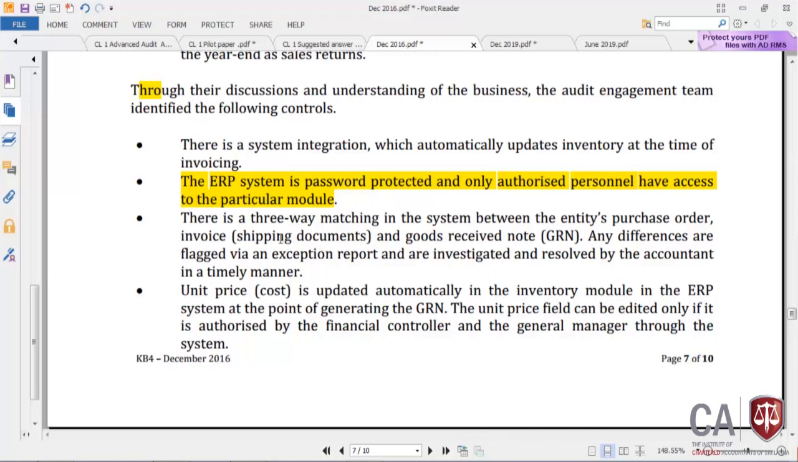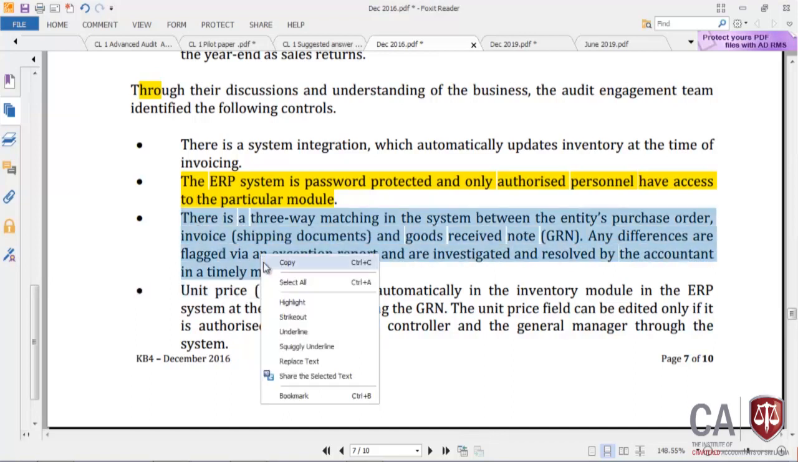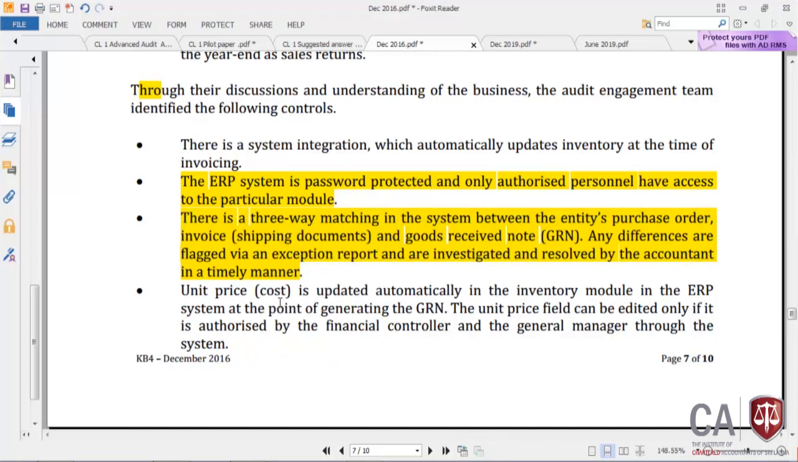Then the next bullet point: there is a three-way matching in the system between the purchase order, invoice, shipping document, and goods received note. Any differences are flagged via an exception report and investigated and resolved by the accountant in a timely manner. What do you think? Is it a general control or an application control? It is an application control. Why? It is very specific to the purchase three-way control. I told you about the three-way control about 1 hour back. So the three-way control is an application control.